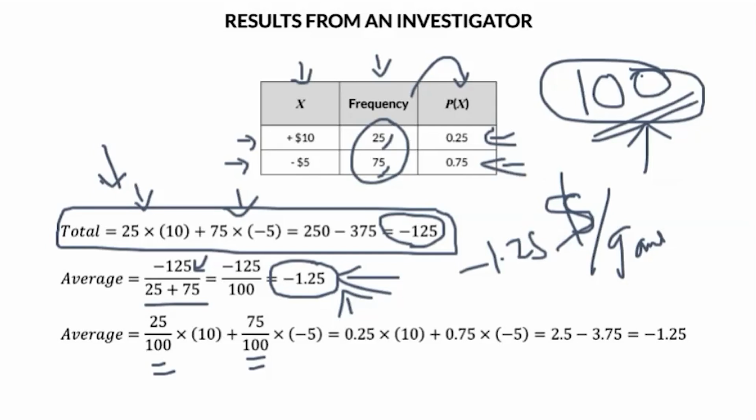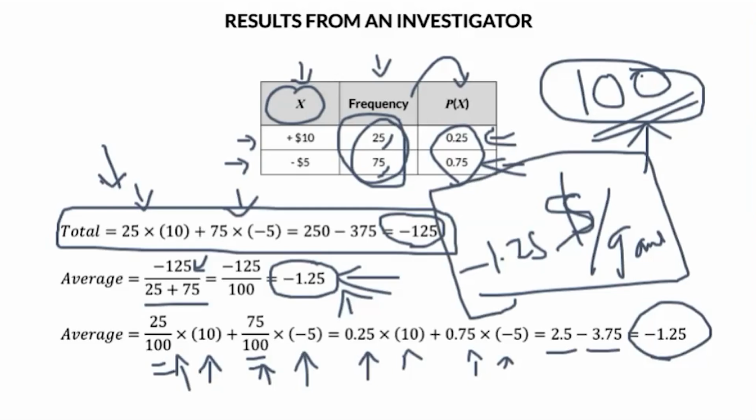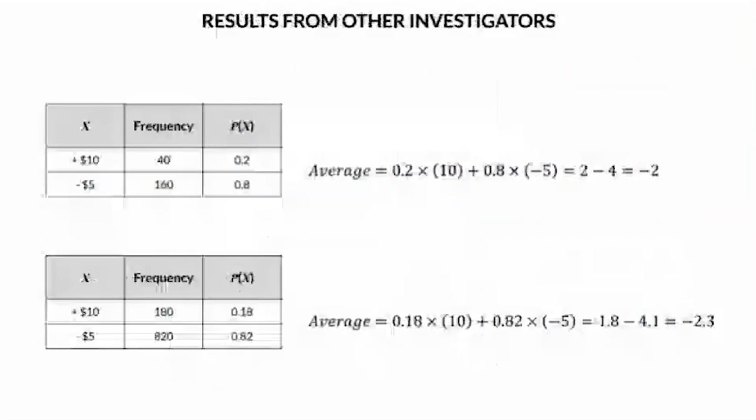So instead of frequency, you can use probability, right? In the last equation, I am using the probability 25 by 100 into $10 plus 75 by 100 into minus $5. That's essentially 0.25 into 10 plus 0.75 into minus 5, which is 2.5 minus 3.75, and you will get minus 1.25. So you can directly use the probabilities with the value of the random variable to find out on average how much the investigator is winning or losing. So this investigator is losing $1.25 per game.